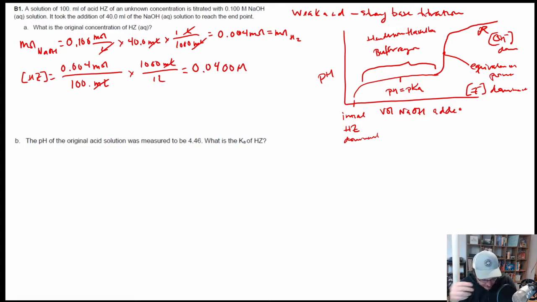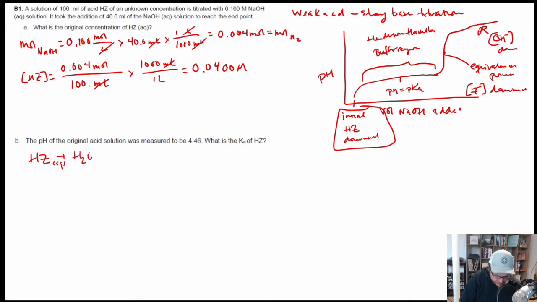So now the question is, the pH of the original solution was measured to be 4.46. What is the Ka of HC? So the initial solution, we know that we're at this point right here. And we know that HZ is dominant. So that means the dominant reaction happening at this point is that HZ aqueous plus H2O liquid is in equilibrium to form Z minus aqueous, the conjugate base, plus H3O plus aqueous. So we have this right here.